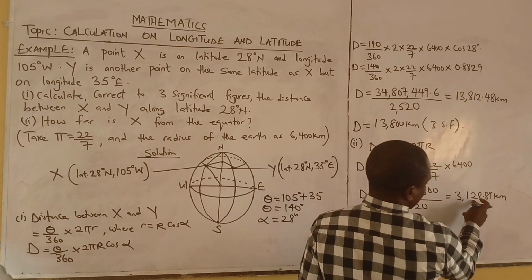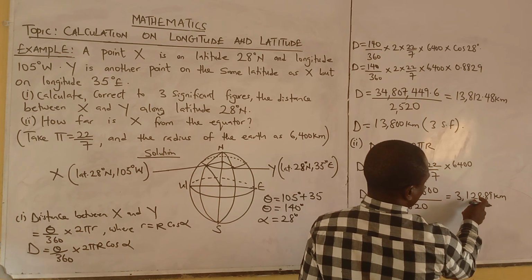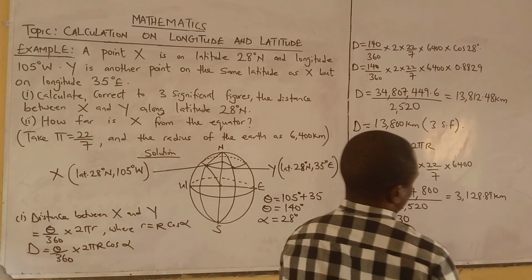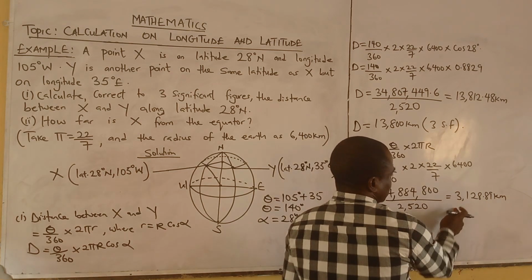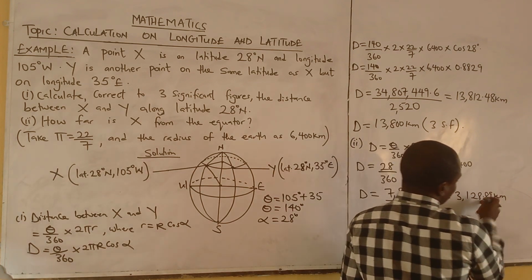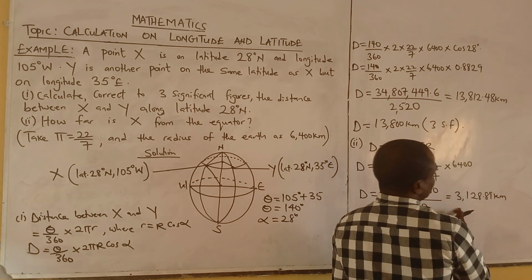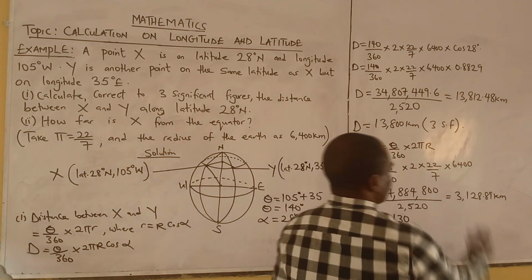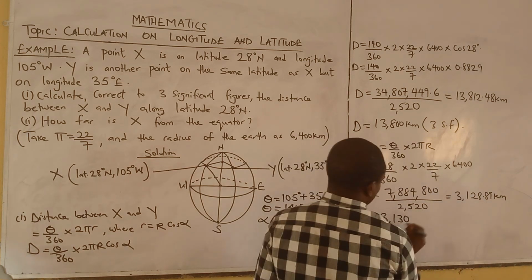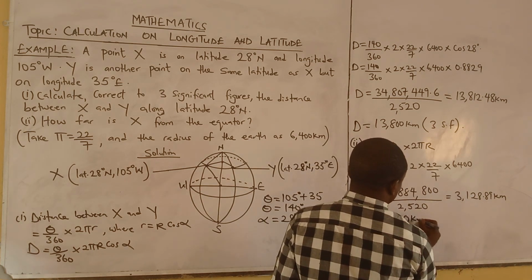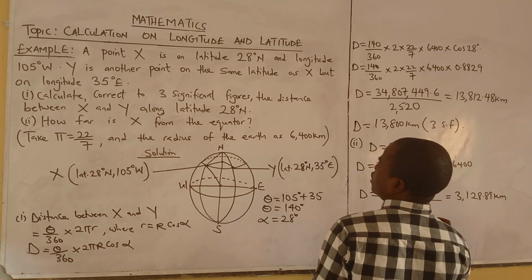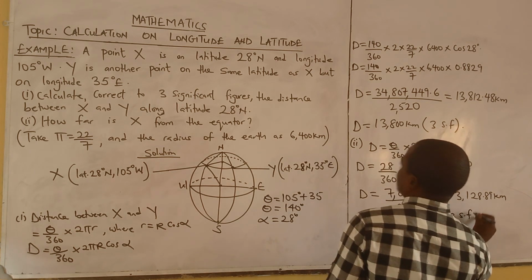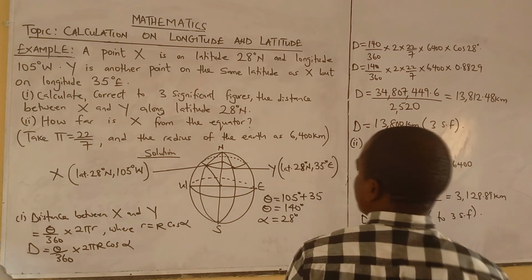Distance equals 3,130, because it is closer to 130 than to 120. Rounding to three significant figure, we choose 3,130 kilometer.